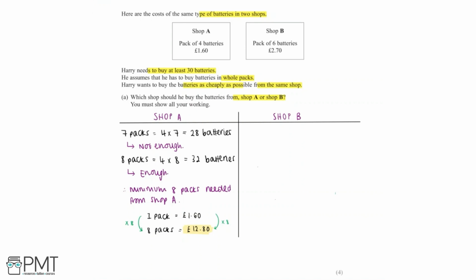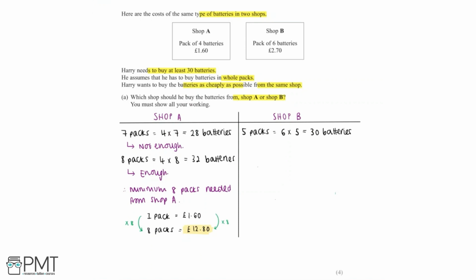Now let's compare this to shop B. Now in shop B, you can buy a pack of 6 batteries. So let's find out the amount of packs that he would need to buy. Let's say that Harry buys 5 packs of batteries from shop B. Given that each pack of batteries contains 6 batteries, 5 packs would have 6 multiplied by 5, which is equal to 30 batteries.